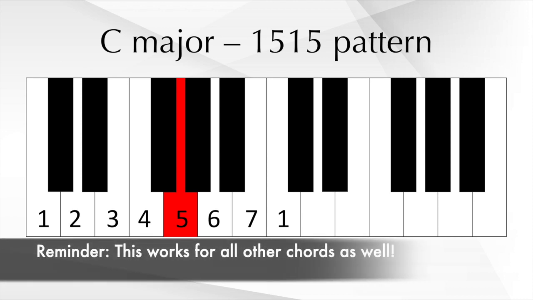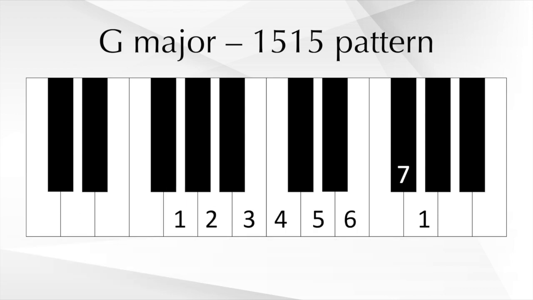Once again, this accompaniment pattern can be applied to every chord. Let's use the G major chord as an example again. Here, the notes in the G major scale are numbered from 1 to 7, with the higher G being numbered 1 once again. We then play G, then D, then the higher G, then D again to complete the pattern. Here's how the 1-5-1-5 pattern sounds in practice.